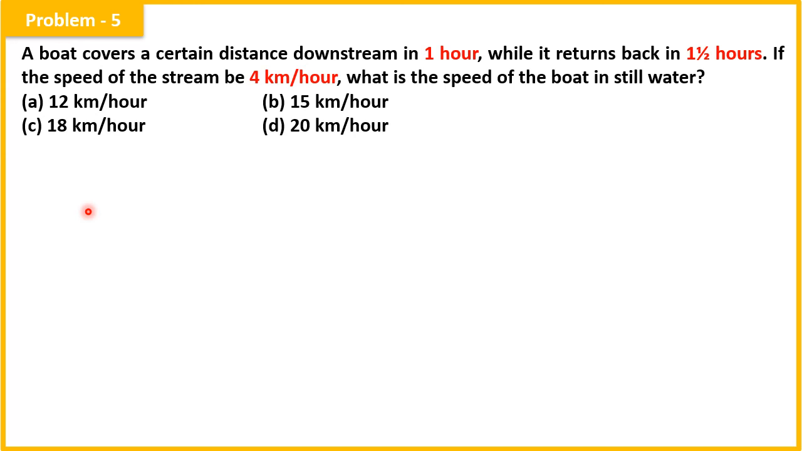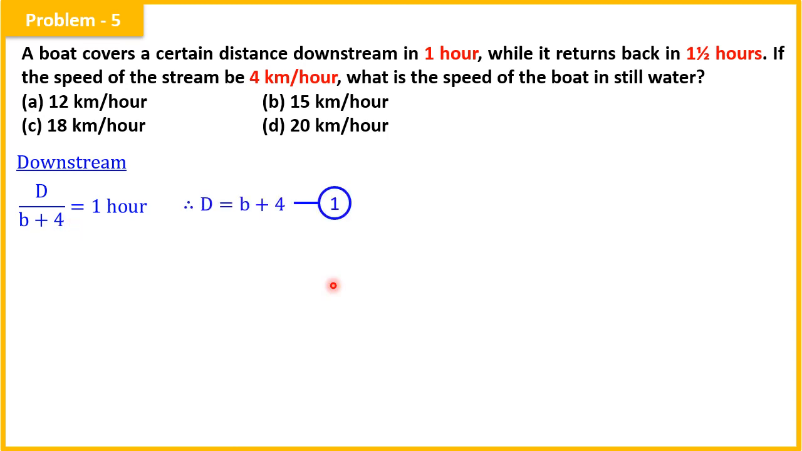So let us assume that he is going a distance of d kilometer downstream. So the downstream he is going and the time required is 1 hour. So I can write it as distance divided by downstream speed equal to 1 hour. What is downstream speed? It is speed of boat plus speed of water current. Speed of water current in the problem is mentioned as 4 kilometer per hour. Therefore, I can write as d is equal to b plus 4. This is my equation number 1.